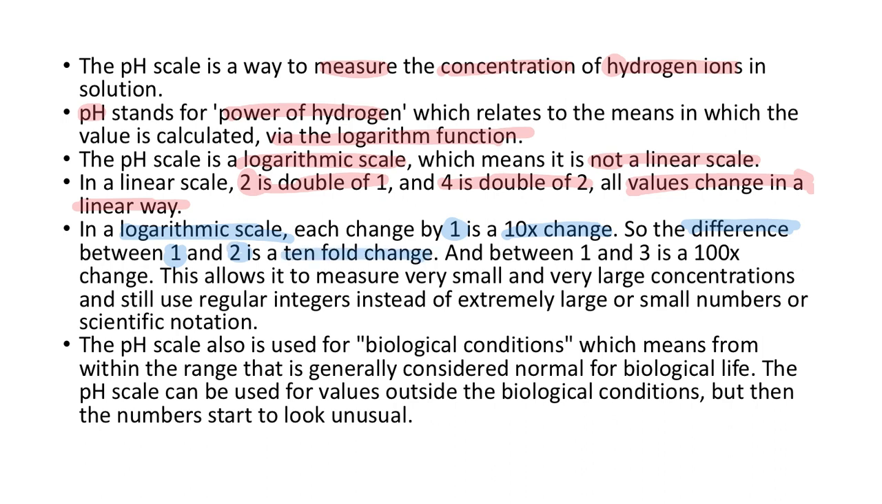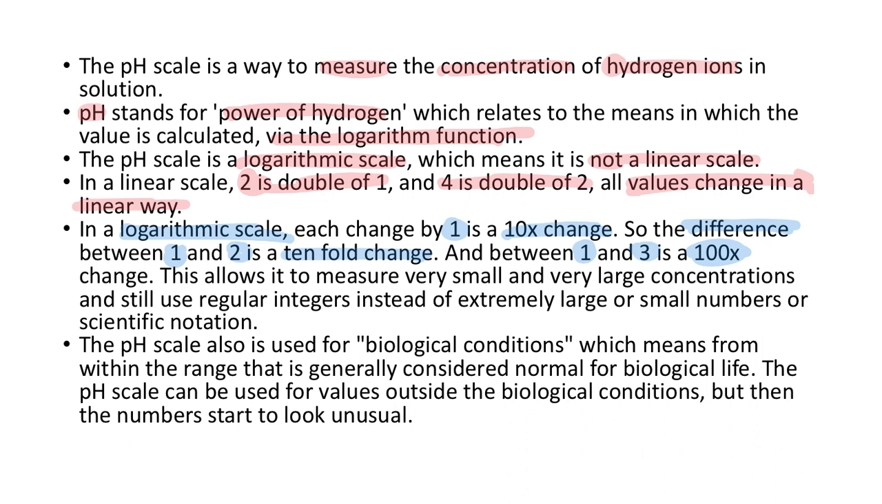Okay, so it's actually very similar to the Richter scale, where you've got an earthquake of magnitude 6 and an earthquake of magnitude 7. An earthquake with magnitude 7 is 10 times as bad as an earthquake with magnitude 6. And so between 1 and 2 there's a 10-fold change, but that means between 2 and 3 there's another 10-fold change, and so between 1 and 3 there is a 10 times 10 change, which means it's 100 times bigger or smaller.